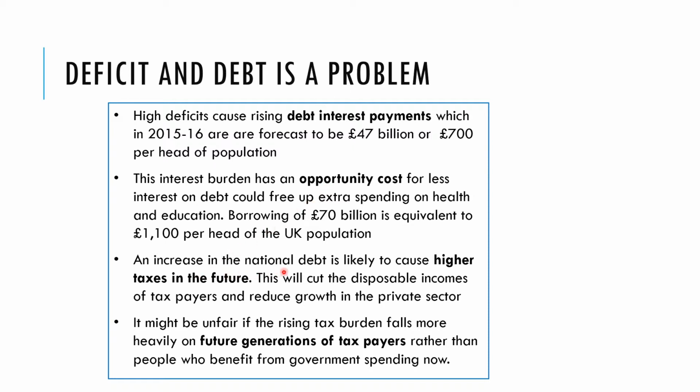Also, an increase in national debt now in a deficit is likely to result in higher taxes in the future for that interest and debt to be paid back. So really we're just passing on the problem to future generations of taxpayers if we continue to have deficits and large debts now. So these would all be arguments why actually cutting the deficit and the debt should be a priority.